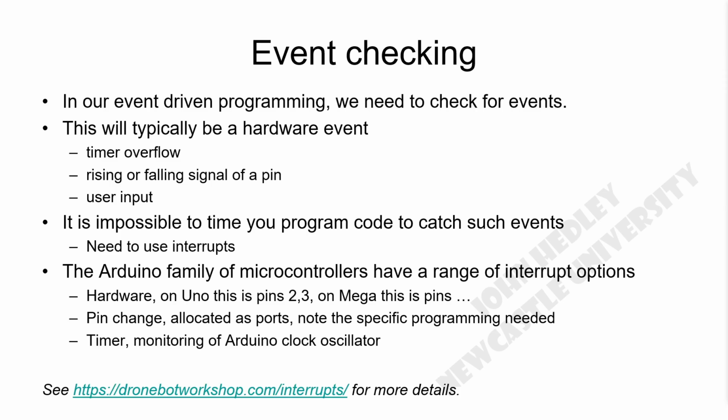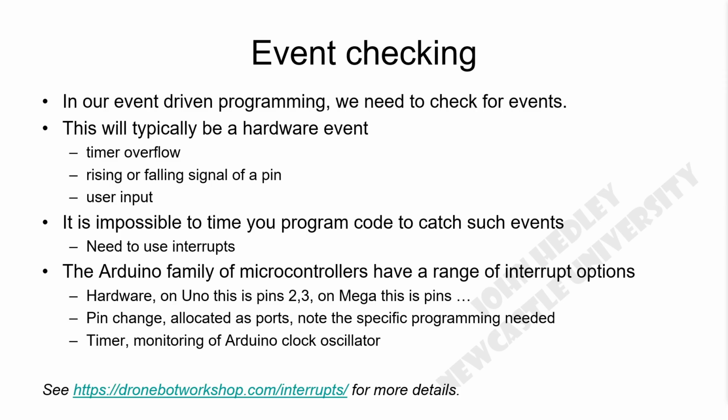When using event-driven programming, we need the program to look for events as they happen. This will typically be an input from a sensor, a user interface command, or possibly a signal from the clock oscillator if a timing event is required. It is impossible to try and time your program code to coincide with these events occurring, and therefore we would typically require an interrupt to recognize these events.